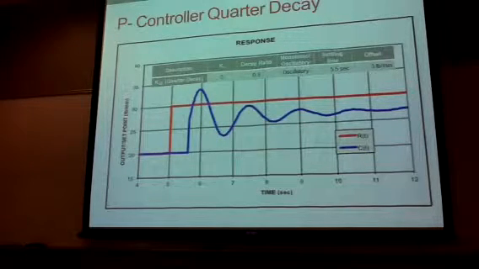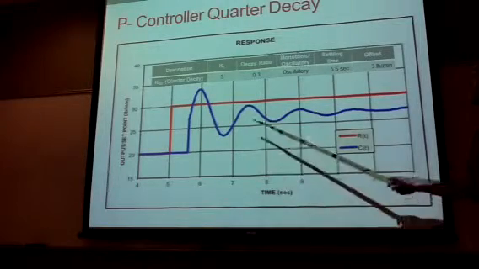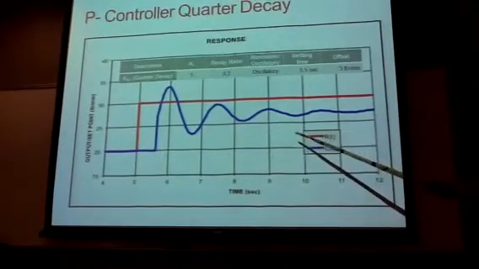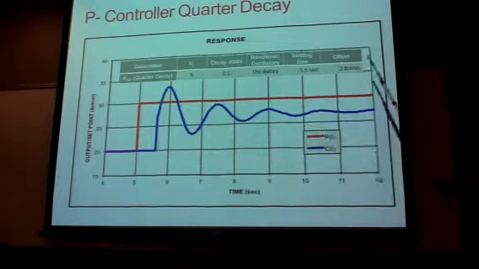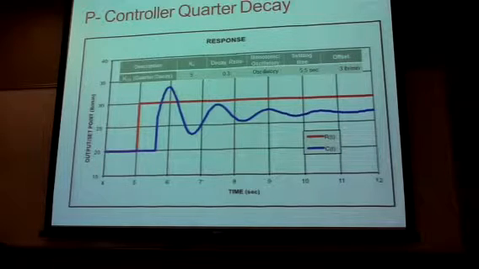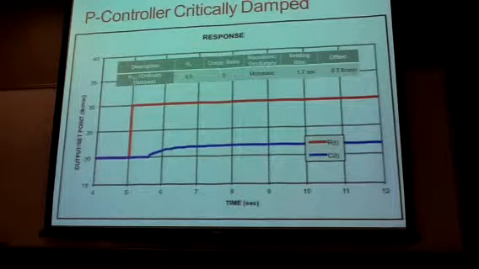Here's a graph for quarter decay for the P controller. It starts becoming monotonic about around 10 seconds. And then here's the critically damped. Offset is 8.2 pounds per minute. Settling time is 1.7 seconds. And our K of C is 0.5. This is for 85 to 100%.